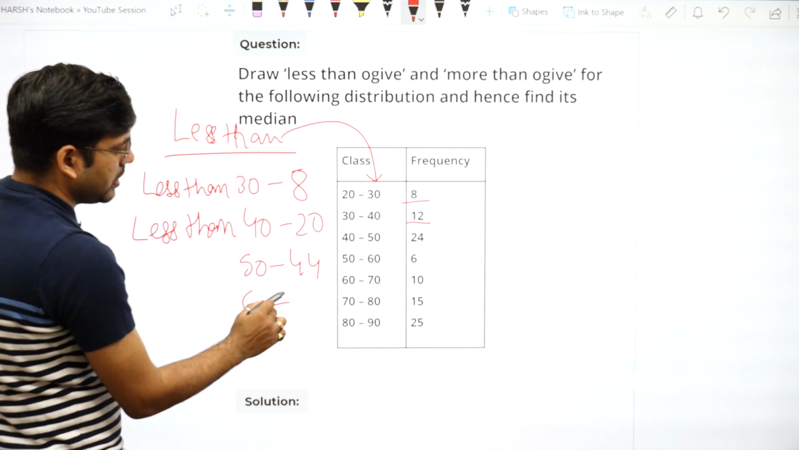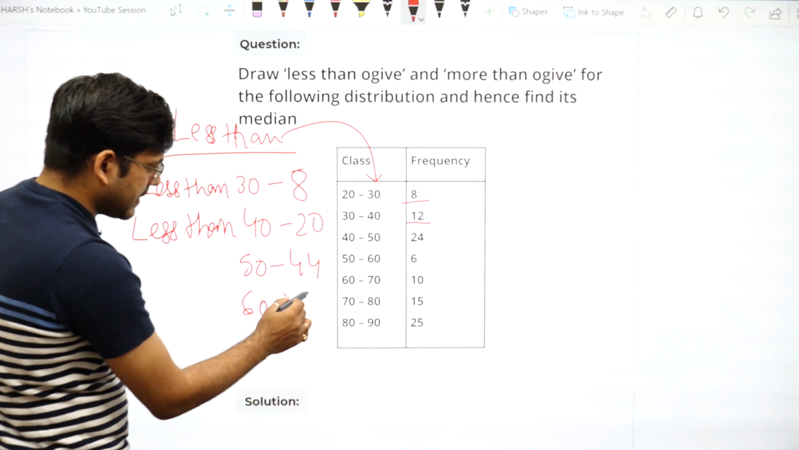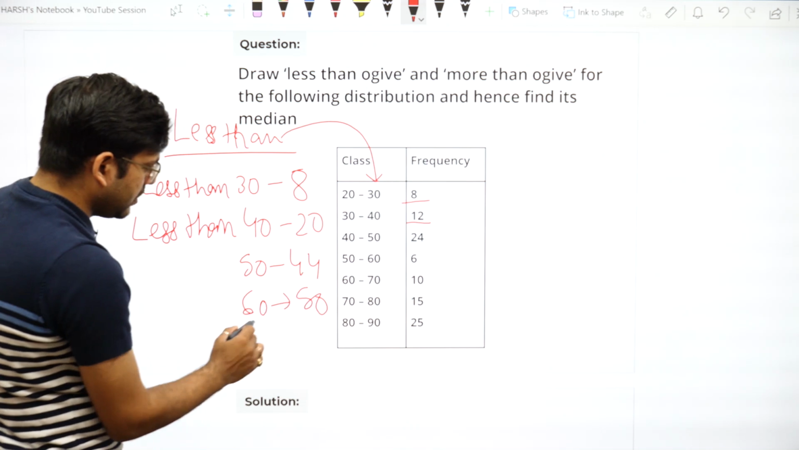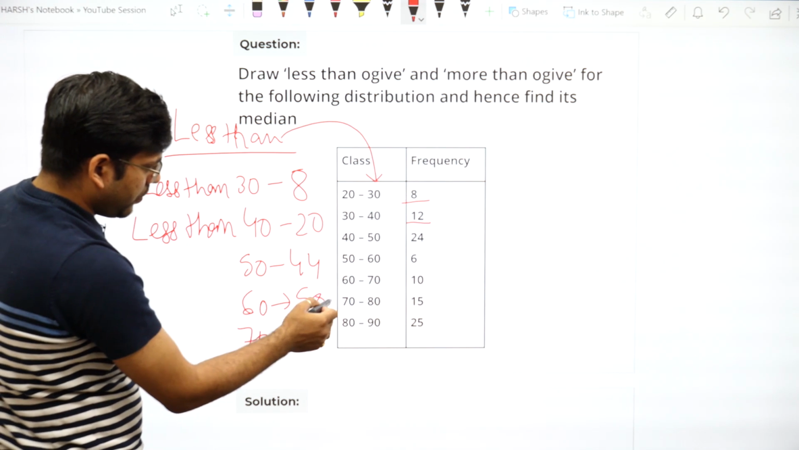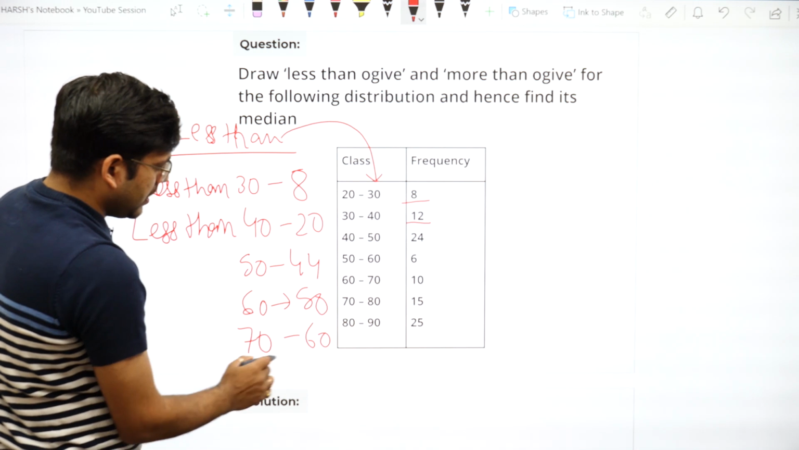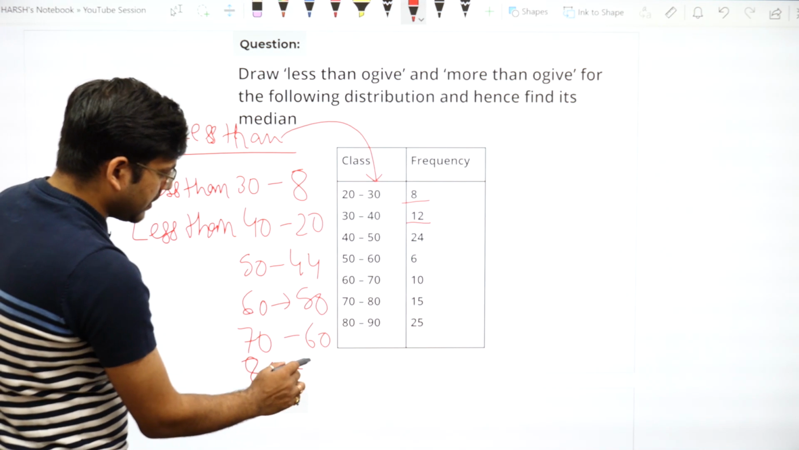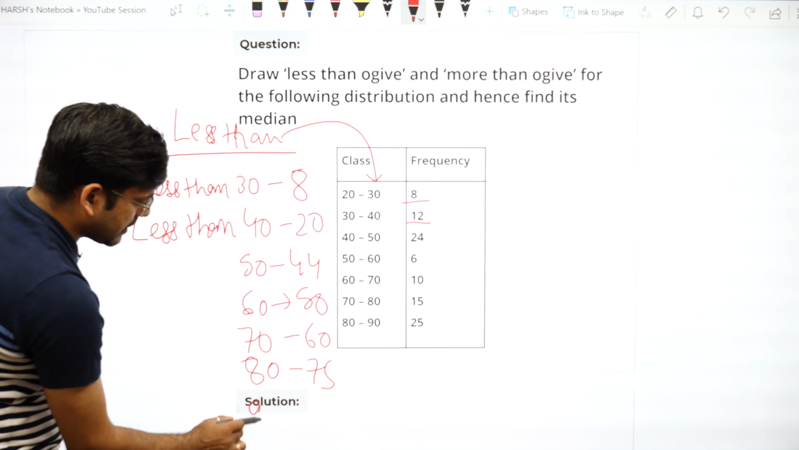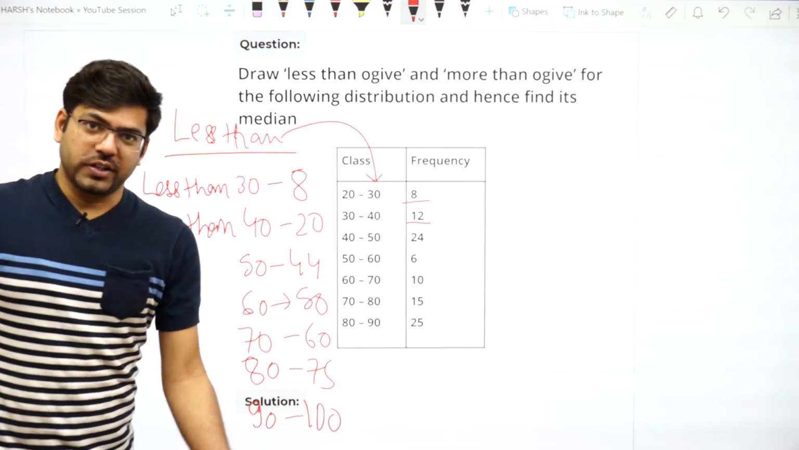Less than 60, that is 44 plus 6, that is 50, and then less than 70 would be 50 plus 10, that is 60, and then 80. Less than 80 is 15, then 75, and then less than 90 is 75 plus 25 is 100. Now you have got this.